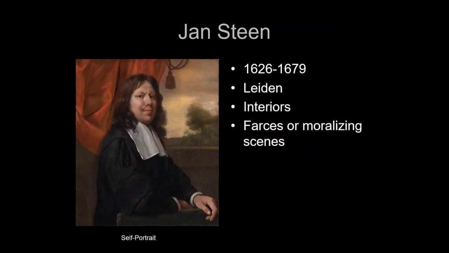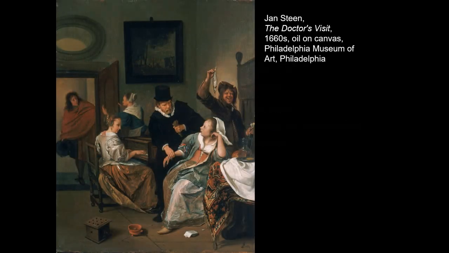One of my all-time favorite Dutch painters, Jan Steen, is not that subtle. He specializes in these farces or moralizing scenes. He was active in Leiden and really focuses on these interiors, but his interiors are just so much more crazy and fun. Let me give you an example. This is one of my all-time favorite paintings. This is in the Philadelphia Museum of Art. I've seen this one in person, and it's a teeny little painting.